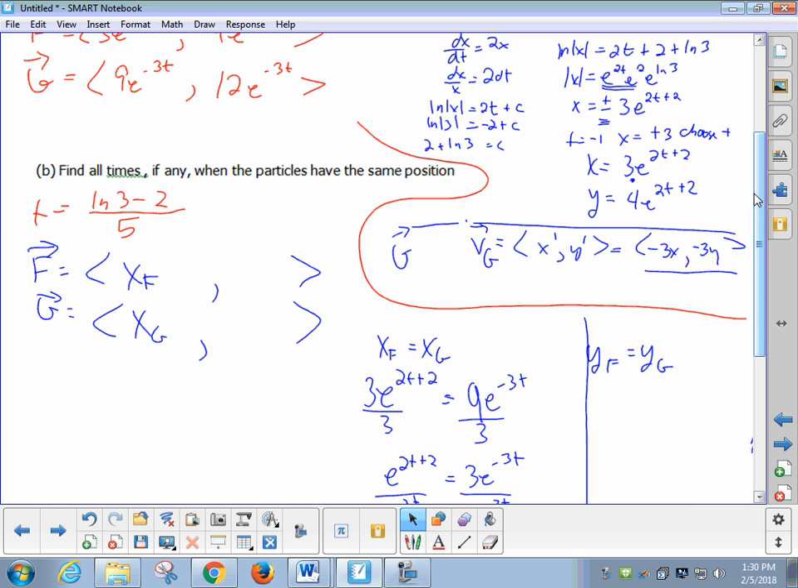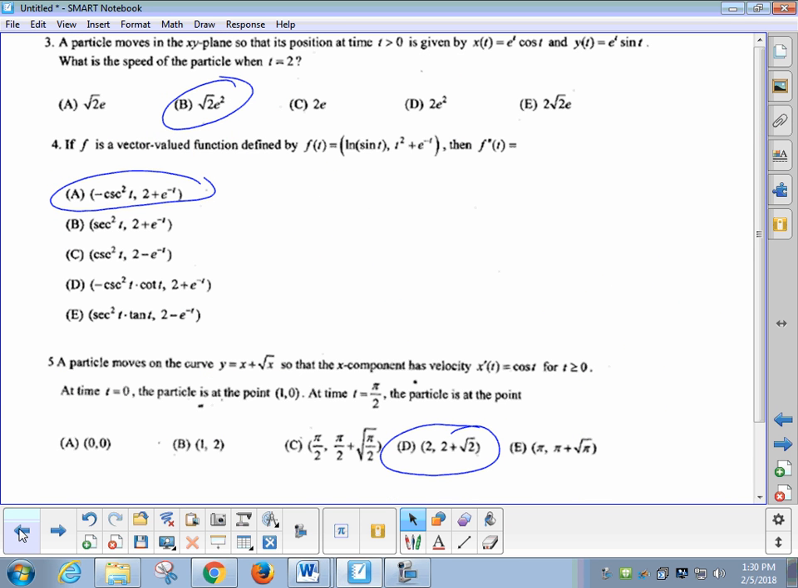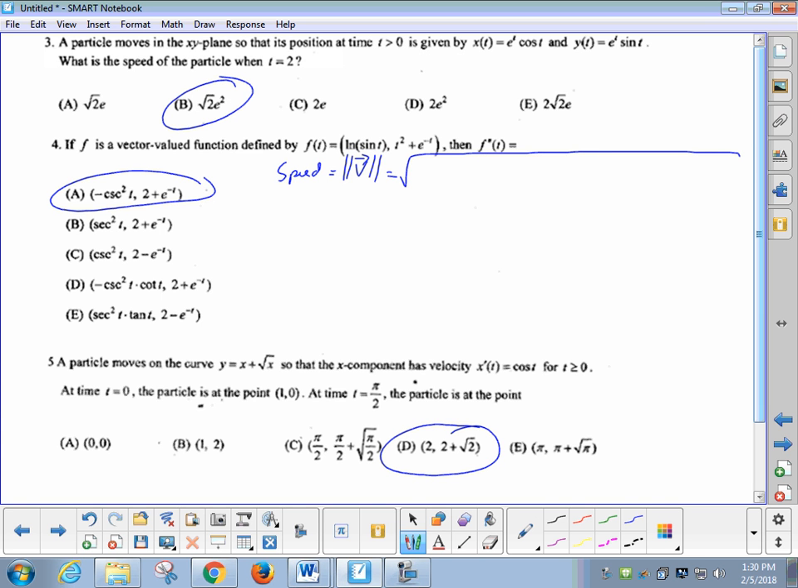On free response 3. How about multiple choice 3? Is that still a question, somebody? Okay, this is the big mess. All I ask is that you keep it organized, write neatly, and persevere. Speed is the magnitude of the velocity, how much velocity without the vector component, the direction component, and it comes from the old Pythagorean theorem. Okay, so we need x prime squared and y prime squared.